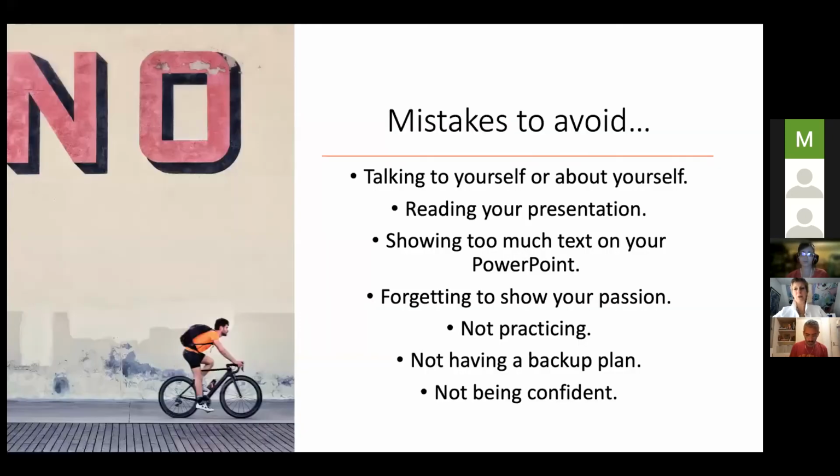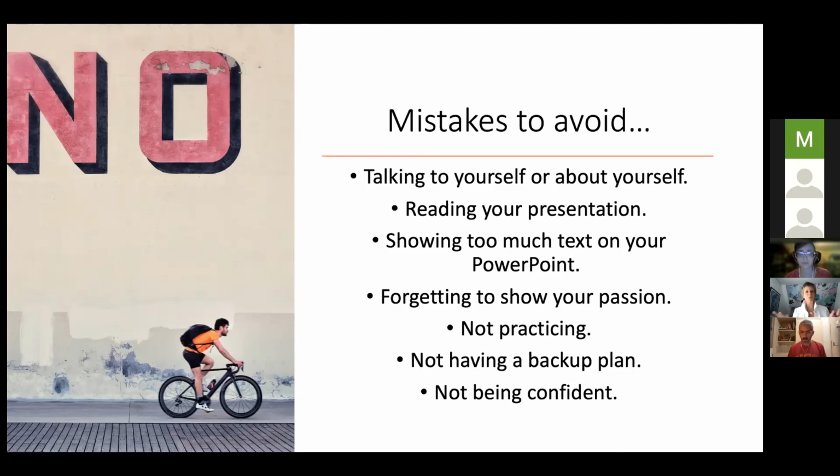Okay, so I just want to go over some mistakes to avoid, and then we're going to look at some examples together with your partner. So try to avoid this. Try to avoid talking about yourself and talking to yourself. Virtually, it's easy to stare at yourself because your camera is on, but try to avoid doing that, okay? People are there to learn about your research and whatever ideas you have to share, okay? So just try to pay attention to that.